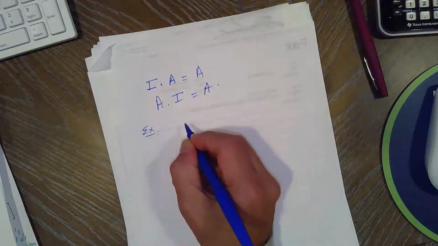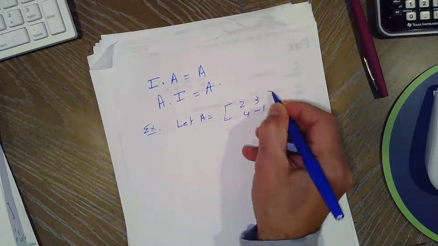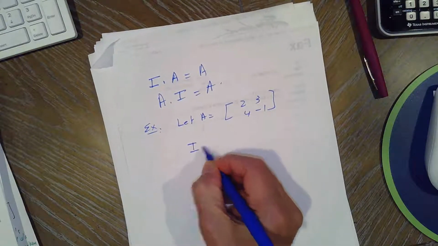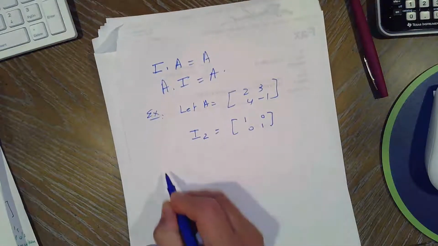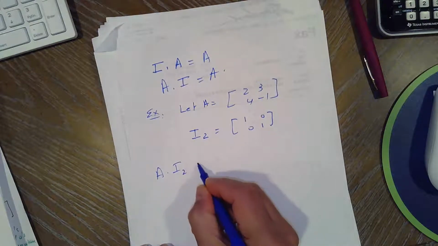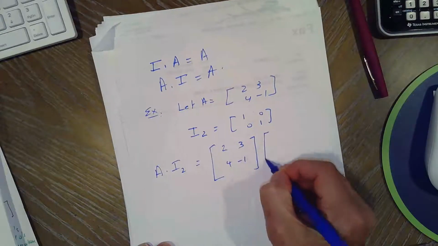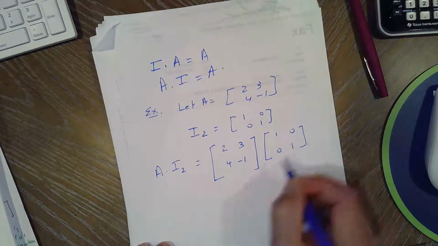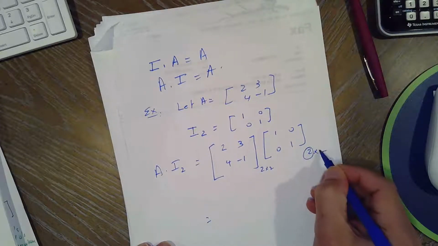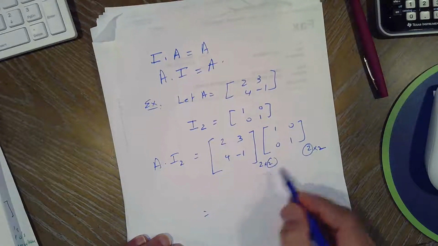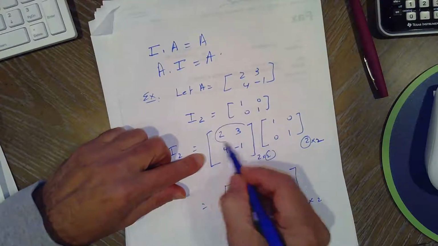So let's check that. Let A be a 2 by 2 matrix: 2, 3, 4, negative 1. The identity matrix that corresponds to that is 2 by 2, so it's 1, 0, 0, 1. So A times I2, or I, if you don't want to write I2, that's fine. 2, 3, 4, negative 1, times 1, 0, 0, 1. Remember to multiply, these inner numbers have to be the same. They are. And the outer values give the new order, 2 by 2. So we take row times column.